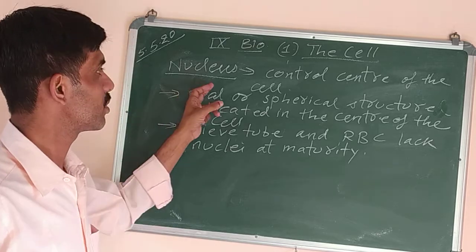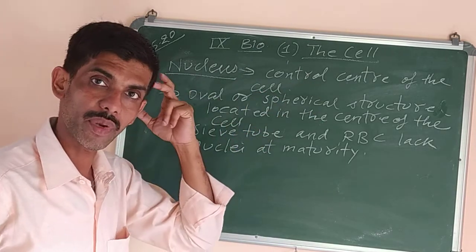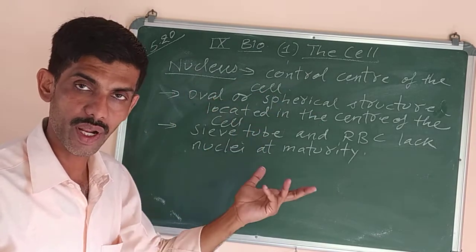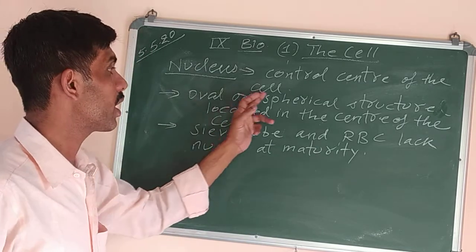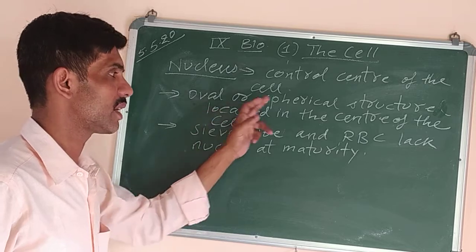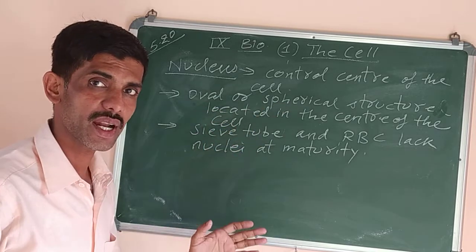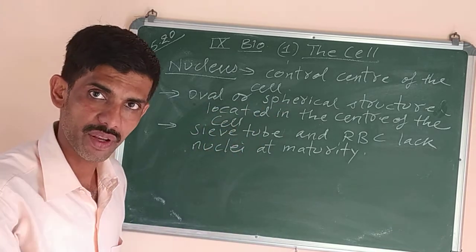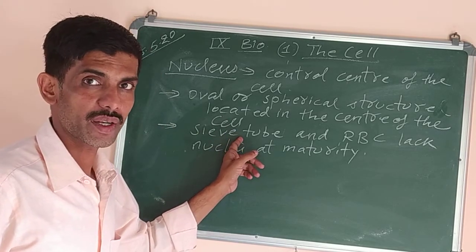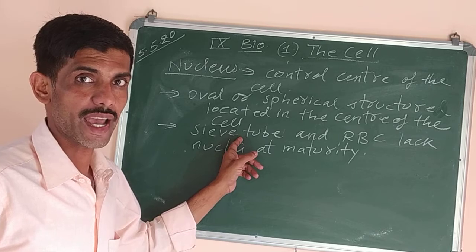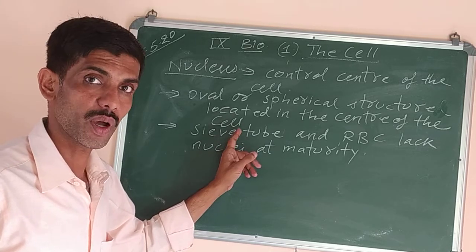So what are the points? Nucleus is called the control center or the brain of the cell. It controls all metabolic and hereditary activity of the cell that we study in function. It is an oval or spherical structure located generally in the center of the cell, but in plant cell it is pushed towards the periphery. Then third point, sieve tube, which is a part of conducting tissue, that is xylem and phloem. So this is the part of phloem tissue.